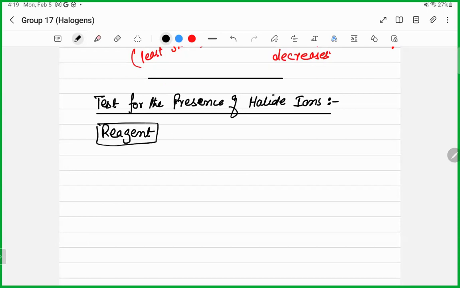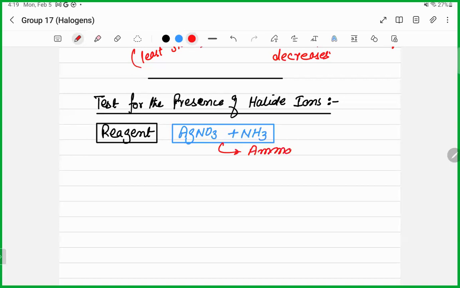तो हम यहाँ थोड़ा सा और elaborate करके लिख लेते हैं. Basically, the reagent is a mixture of AgNO3 plus NH3. ठीक है, अमोनिया और AgNO3 का मिक्सचर होता है, and this is called ammonical silver nitrate. ठीक है, so ammonical silver nitrate is basically the reagent. We dissolve silver nitrate in ammonia. जैसे aqueous solution बनता है वैसे ही अमोनिया में dissolve करके solution बनाते हैं.